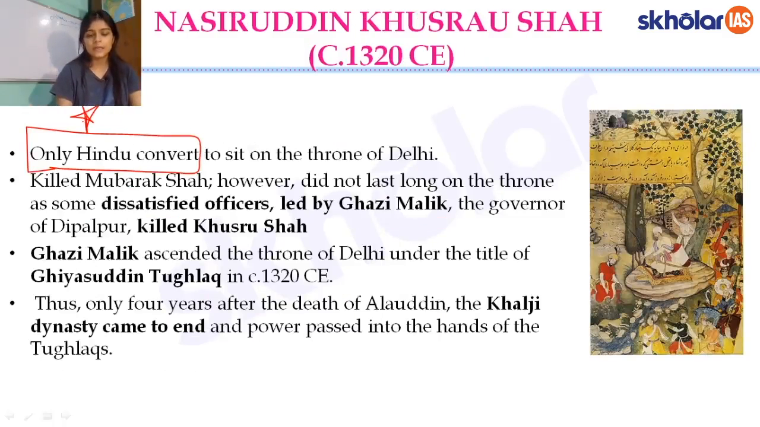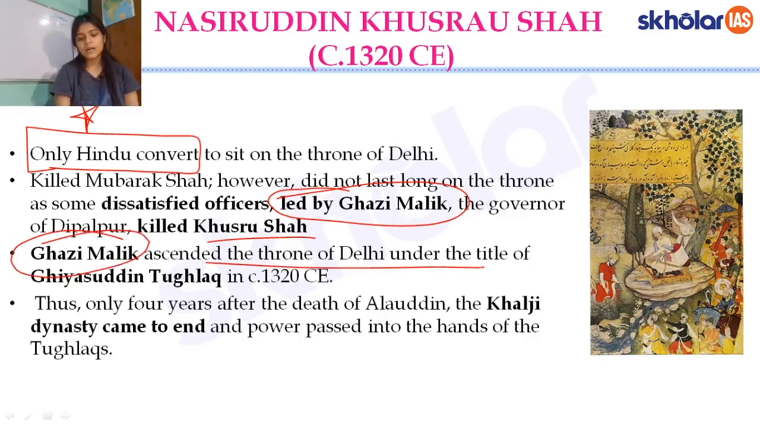And then finally, he himself is killed by a certain group of dissatisfied officers and generals in his sultanate, and the leader of these dissatisfied officers is Ghazi Malik. Ghazi Malik was one of the governors under Alauddin and Khusro, and then he rises up and kills Khusro Shah. And after killing Khusro, Ghazi Malik himself ascends the throne under the title of Ghiyasuddin Tughlaq.